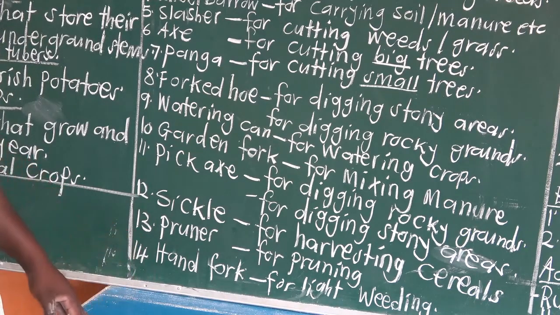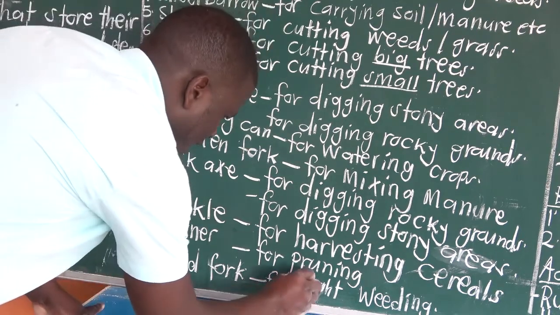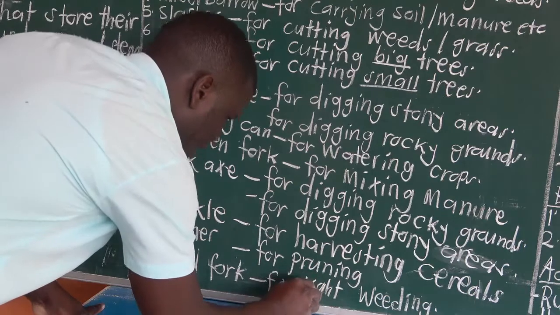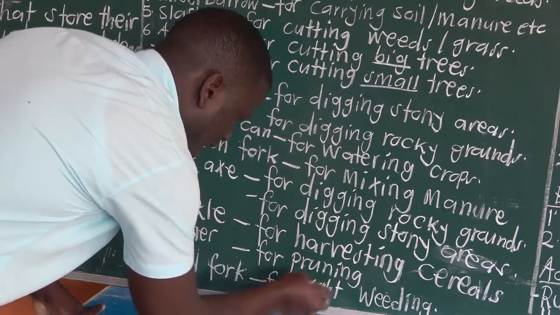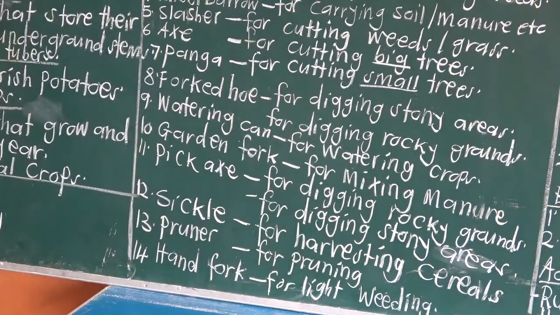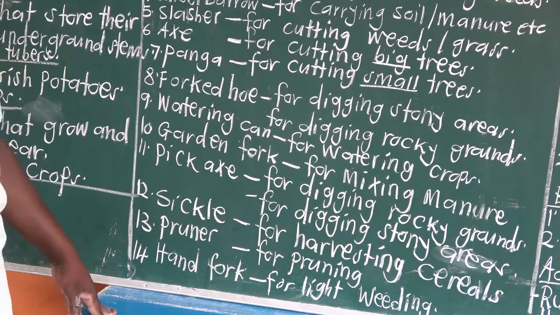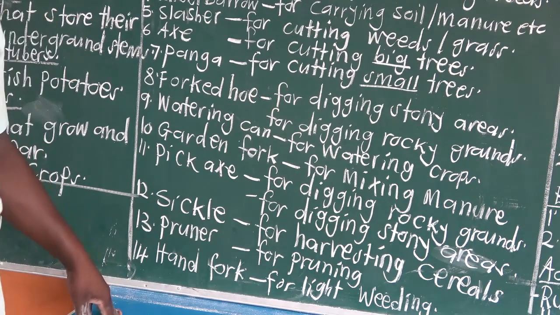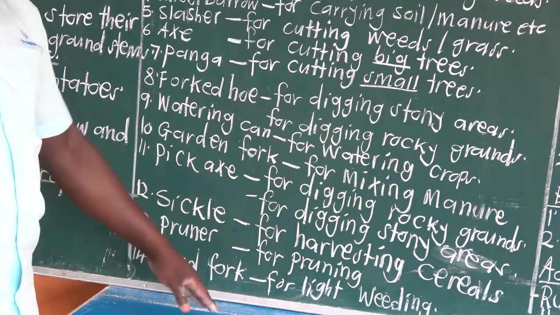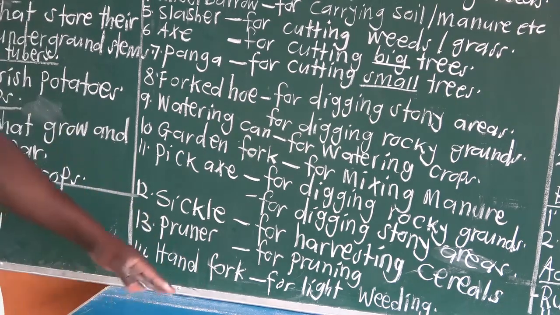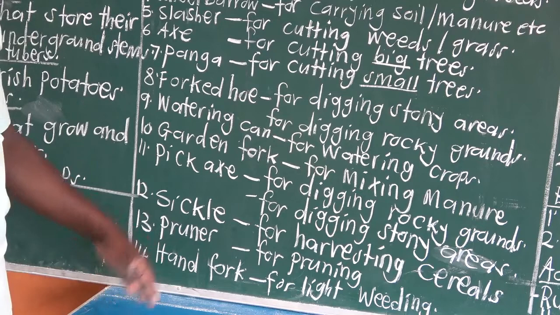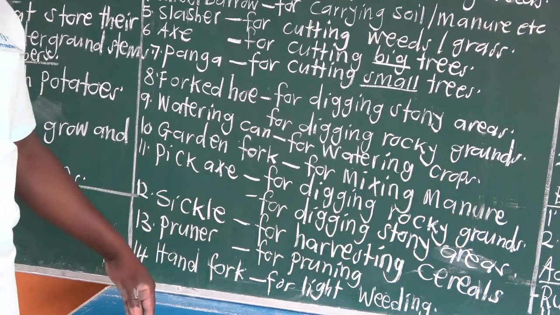Then we have a hand fork. A hand fork is used for light weeding, especially when you are weeding seedlings in a nursery bed.